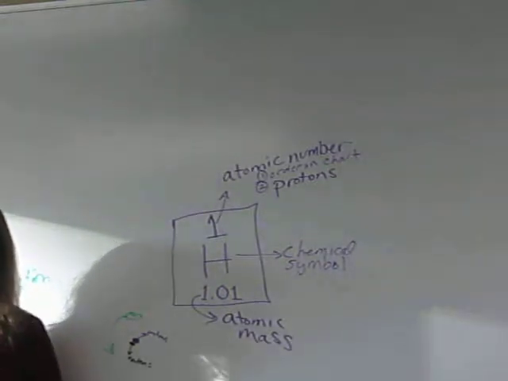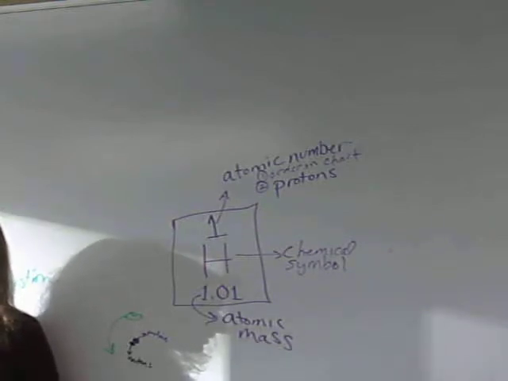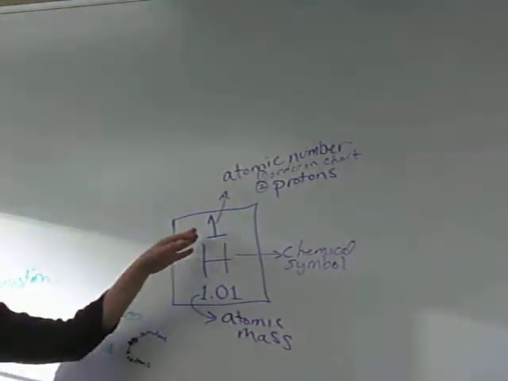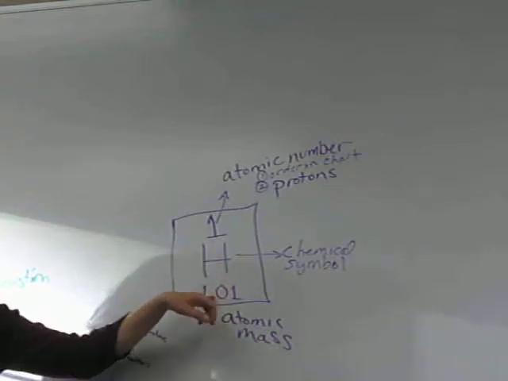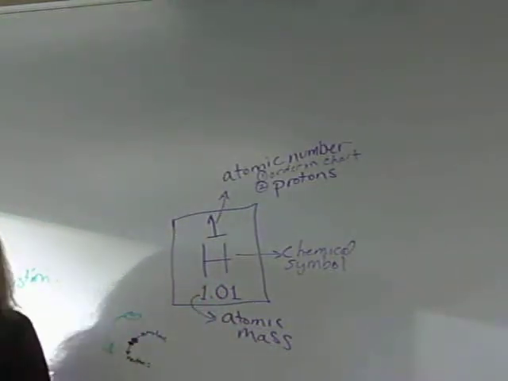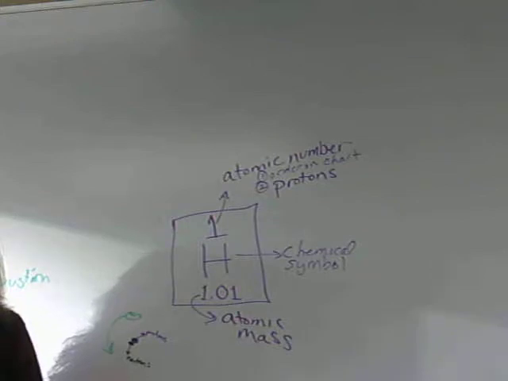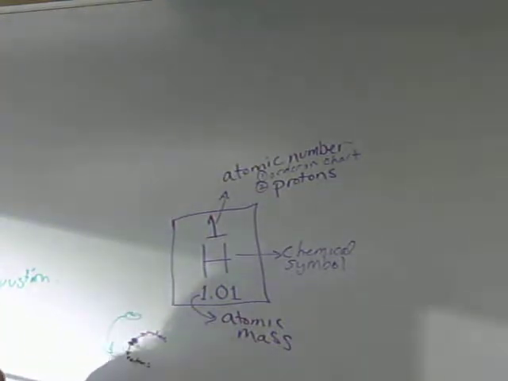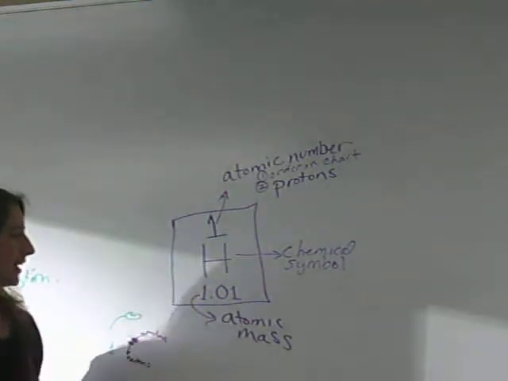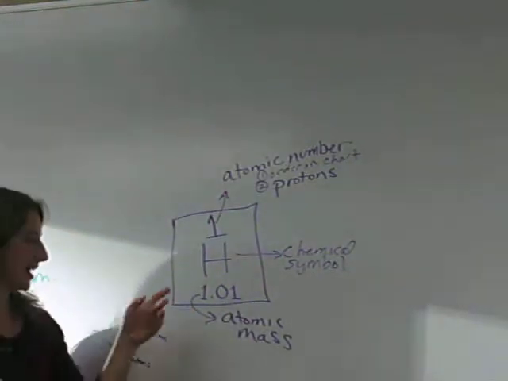Right, like why, if it has 1 proton, why is its atomic mass 1.01? Well, I know the math, but I'm kind of confused now. Okay, Lily? Is it like how much each atom weighs? It's an average.